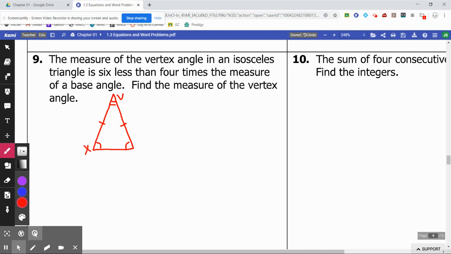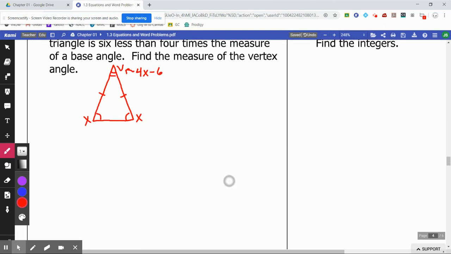So if this base angle is x, that means the other base angle would also be x. The 2 base angles in an isosceles triangle are the same. That means the vertex angle would be 6 less than 4 times the base angle. So 4 times x and then minus 6, 6 less than that. Also a reminder from geometry, the 3 angles in a triangle add up to 180. So there's your equation. 4x minus 6, x, and x are your 3 angles. When you add them together, you're going to get 180.